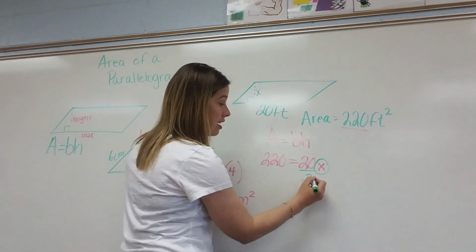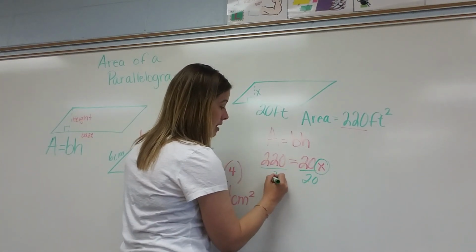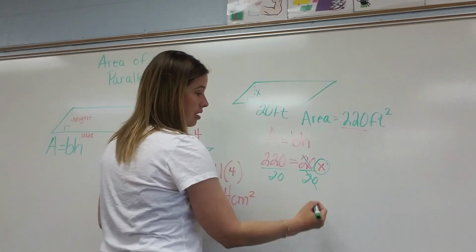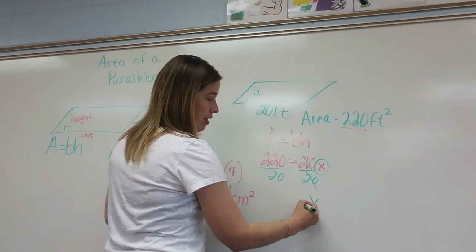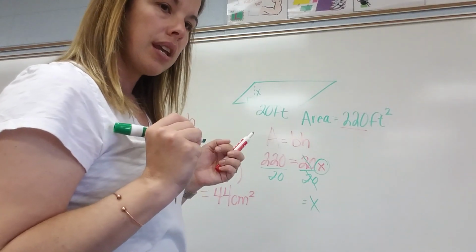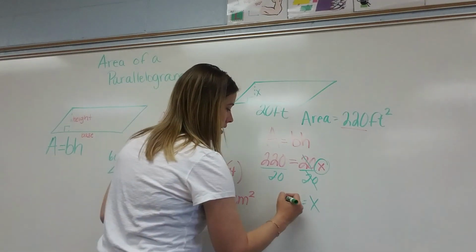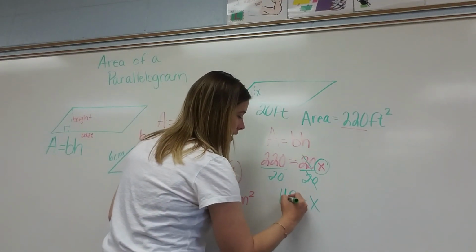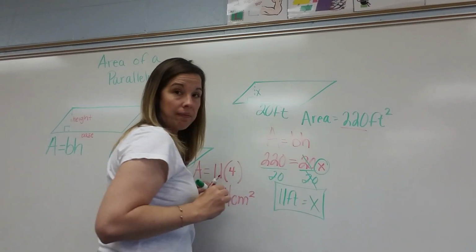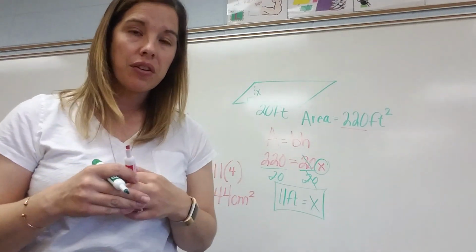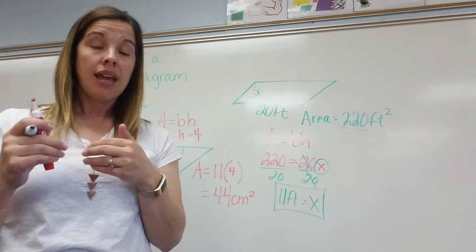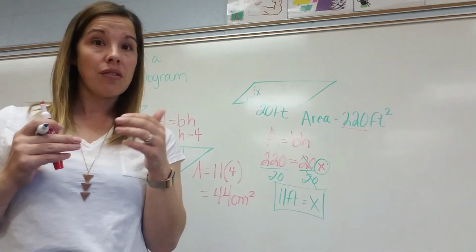You're going to divide each side by 20 to get x by itself. Okay? These 20s will cancel each other out, and you're left with x, okay? And then when you take 220 divided by 20, you get that our height is 11 feet, okay? So I'm going to have a little activity for you to do on Canvas, okay, with parallelograms so you can get some practice. And then I'm going to come back and you're going to have a little lesson over trapezoids.